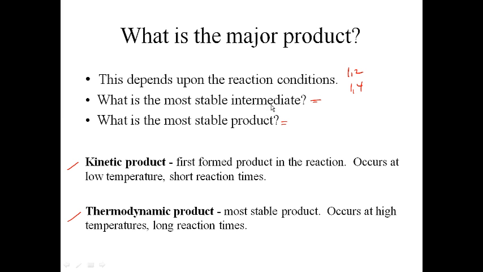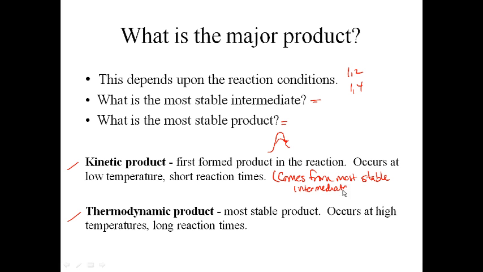What's the most stable intermediate? Why would I ask that? Well, remember that the more stable the intermediate, the faster the product is formed, because the more stable the intermediate is, the lower the activation energy and the faster that product is formed. So really when I'm talking about the kinetic product, this one comes from the most stable intermediate.